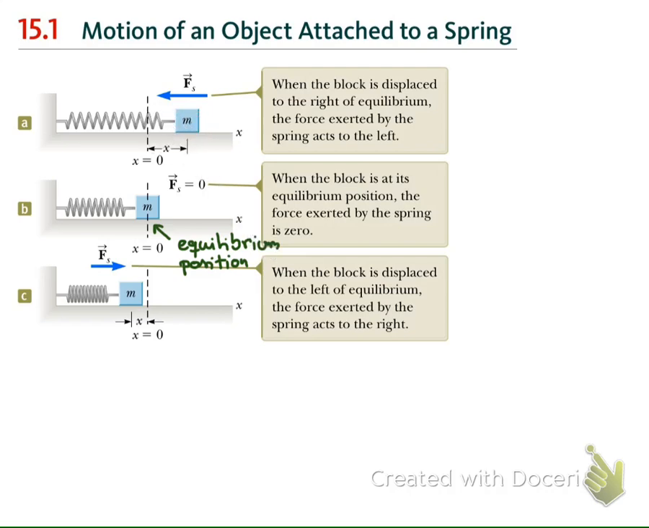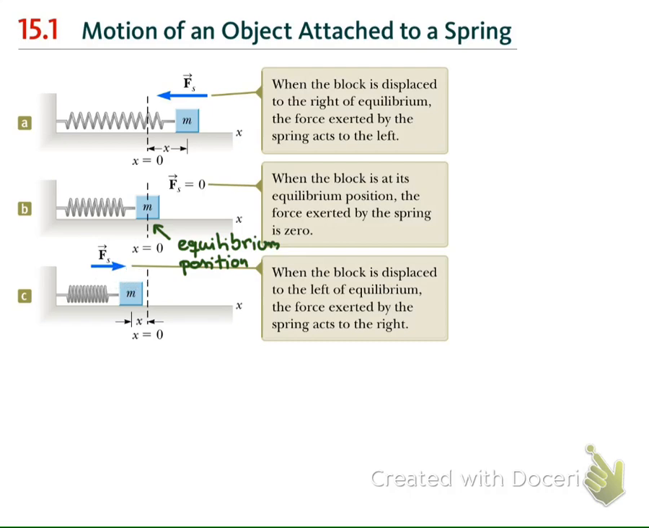And at this position, when the block is displaced to the left of the equilibrium, the force exerted by the spring acts to the right. So when the object is here, the force from the spring points toward the equilibrium too, and now the direction is pointing to the right.